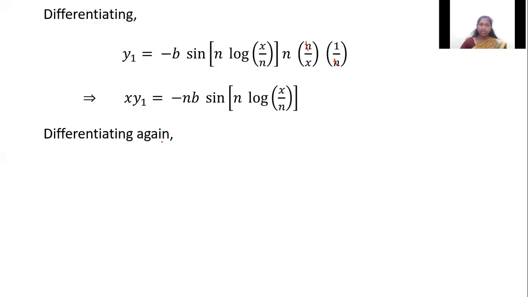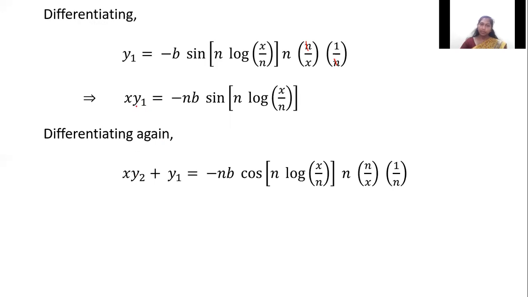So differentiating again, what do we get? You can see that this x y1 is in product form, so we have to apply the product rule. First function, derivative of y1 is y2, plus second function is y1, derivative of x is 1. So we get x y2 plus y1 is equal to, now again differentiating, what do we get?